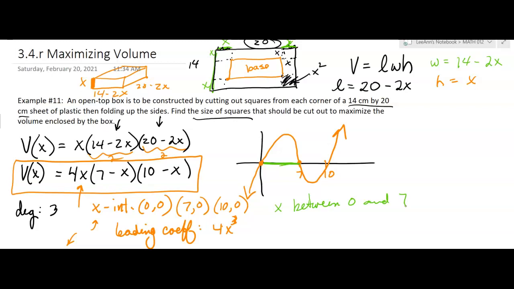Well, hopefully. First of all, if x was 0, then you didn't cut anything out of the box. You didn't cut a square out, so you couldn't make the box. And then it can't be bigger than 7 because that would make the width 0. You wouldn't have any width. So it's got to be somewhere between 0 and 7.